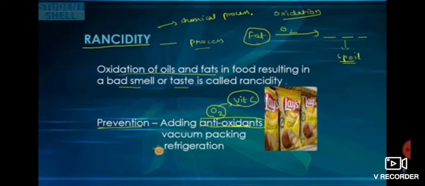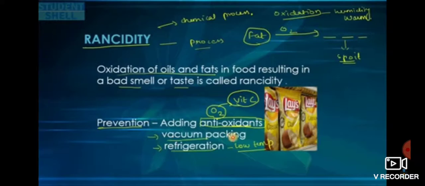The second one is refrigeration, that is low temperature. Because the process of oxidation needs humidity, it needs a warm environment. Now, if I'm creating low temperature, then this process of oxidation is slowed down, and again, it is one of the preventive measures.